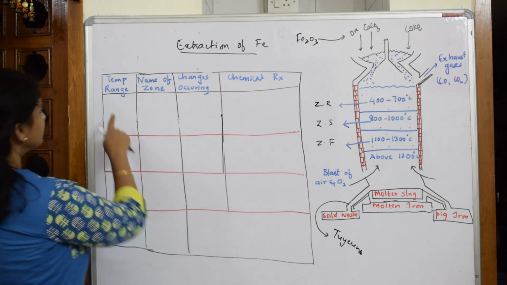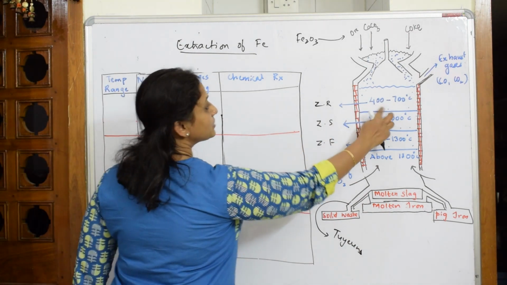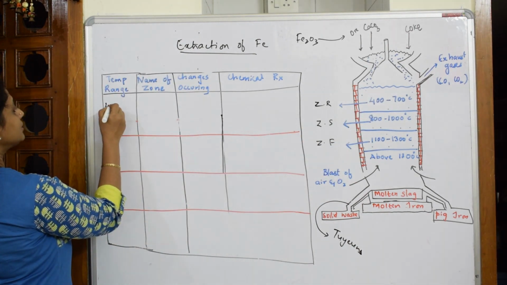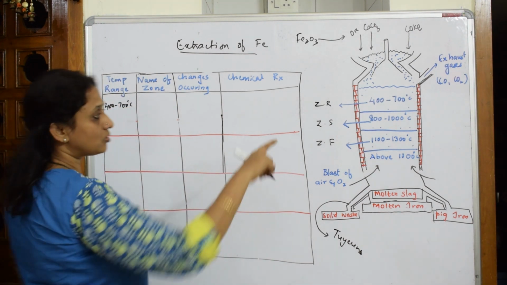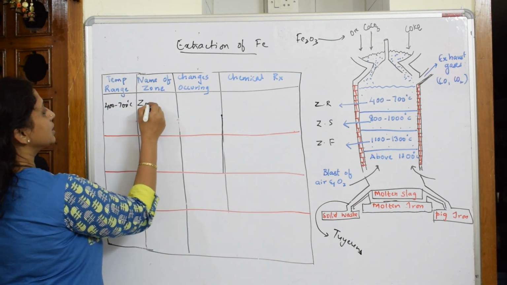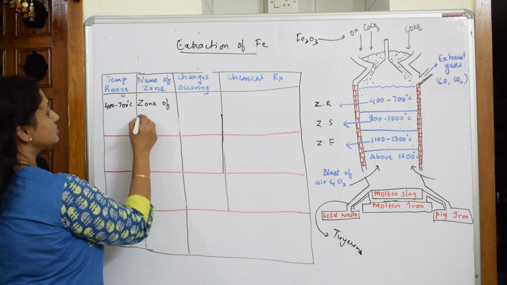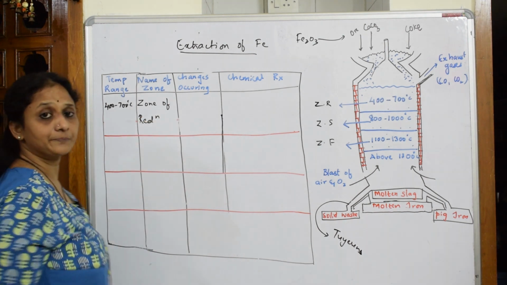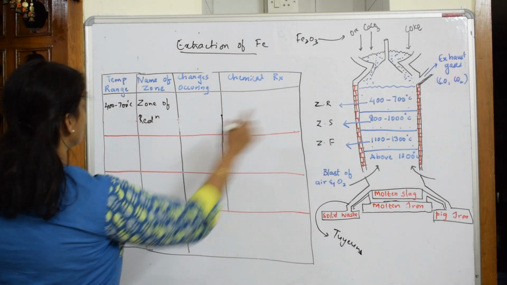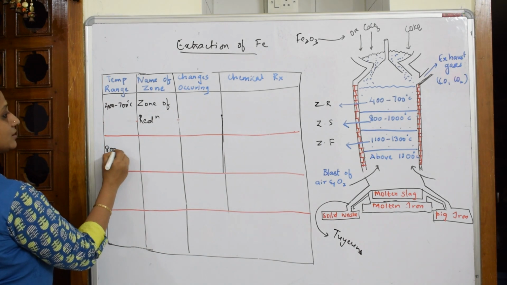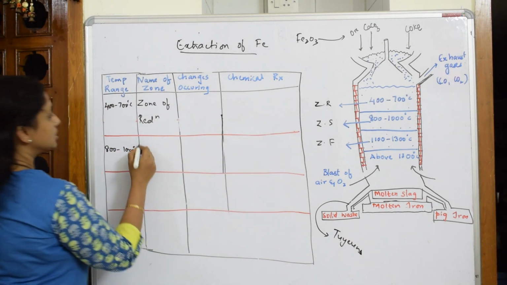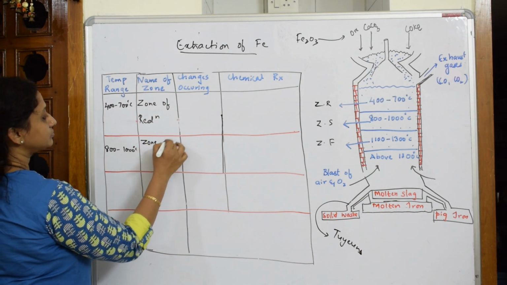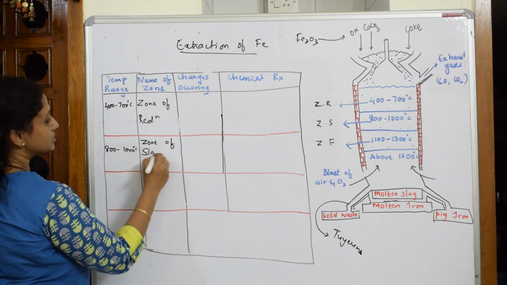Let us write. First, temperature range. What is the temperature range? It is 400 to 700 degrees centigrade. Now what is the zone called? Zone of reduction. Please write it like this only. It is easy for the examiners to correct. Yes. Now the second zone ranges from 800 degrees to 1000 degrees. This is called the zone of slag formation.